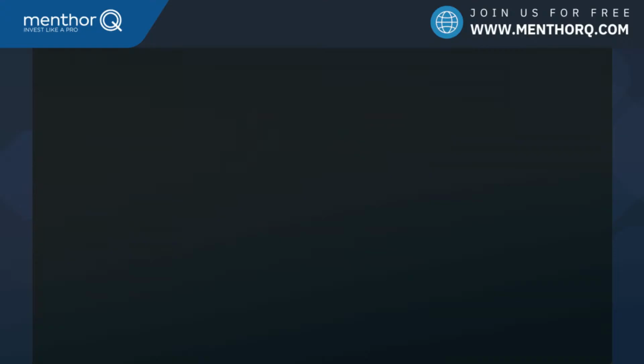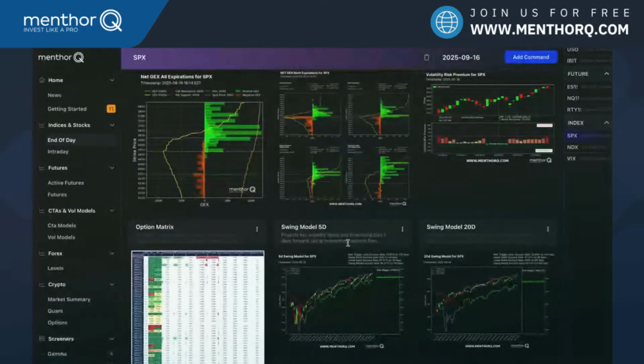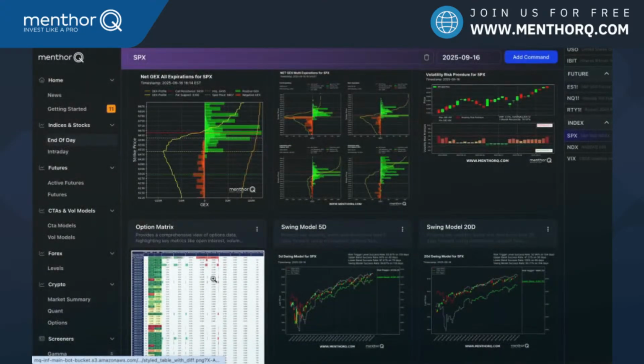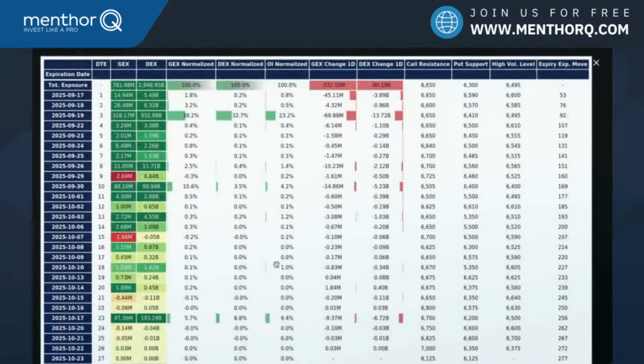Then let's go back to our dashboard. We can use the matrix for many, many different things. So for example, here we can see how much gamma and how much delta and how much open interest is expiring at each of the different expirations. So we have a big OPEX we mentioned on Friday. 38% of gamma is expiring, 32% of DEX, and 23% of open interest.